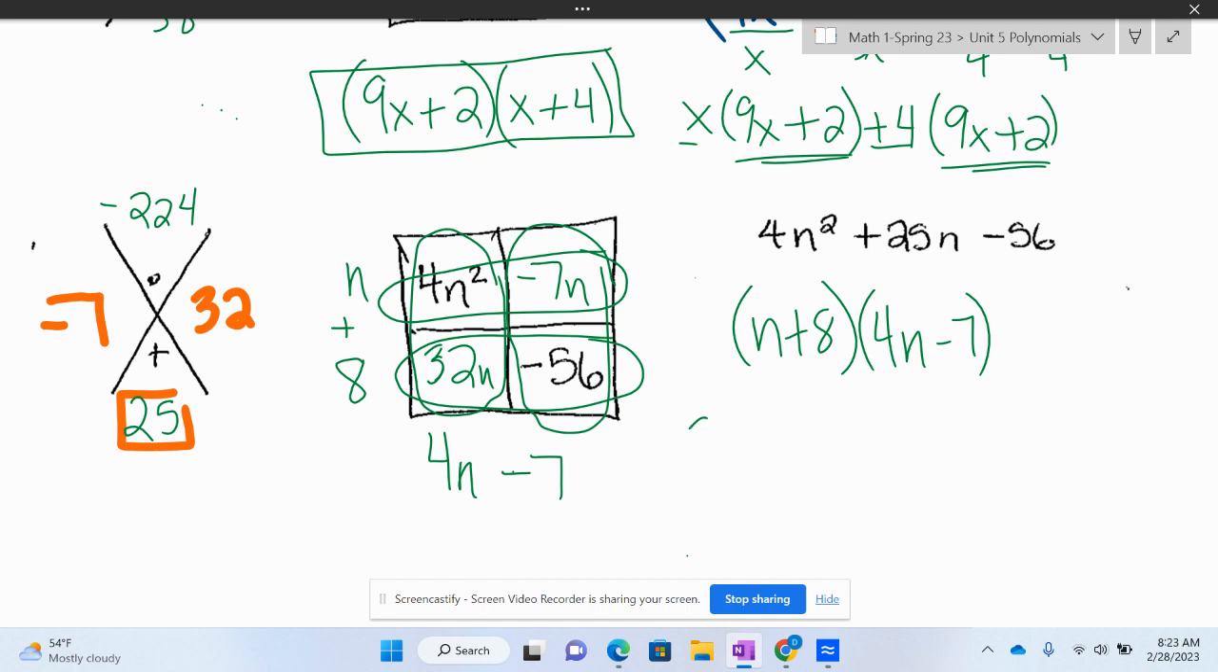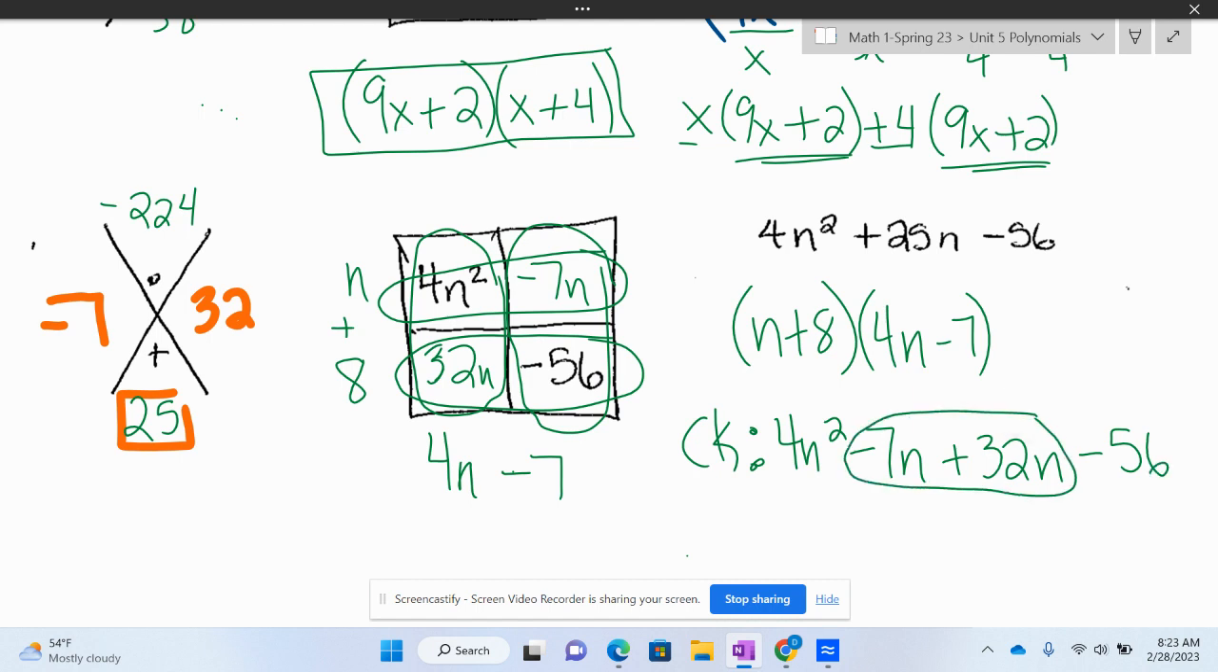If I were to check this by foiling, let's see. N times 4n is 4n squared. N times negative 7 is negative 7n. 8 times 4 is a positive 32, so that gives me 32n. And 8 times negative 7 is negative 56. When I combine my terms in the middle, I end up with the positive 25n that I started with. Do you guys see that? So that works. We did it properly.